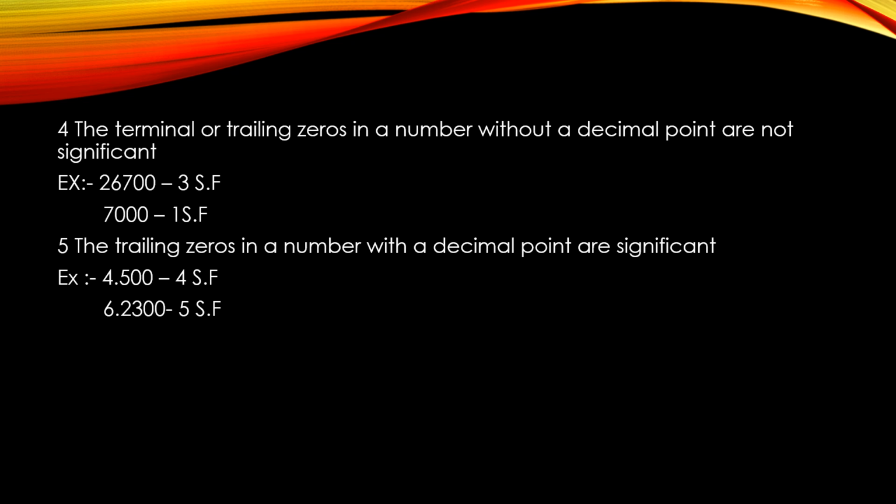So rule 5. The trailing zeros in a number with a decimal point are significant. As I said, trailing or terminal means the end part. The trailing zeros in a number with a decimal point are significant. For example, 4.500. Here 4 significant figures. 6.2300. 5 significant figures. So zeros after the decimal and after a number show accuracy, so we count them. These rules help us to find correct significant figures. Follow these rules carefully to avoid mistakes.